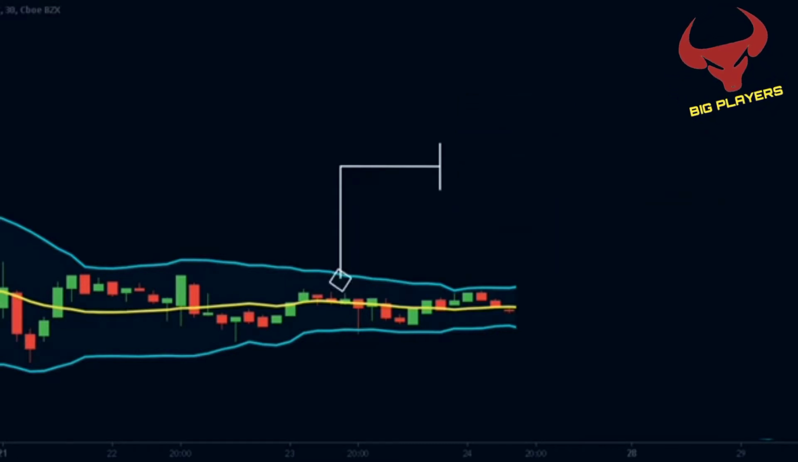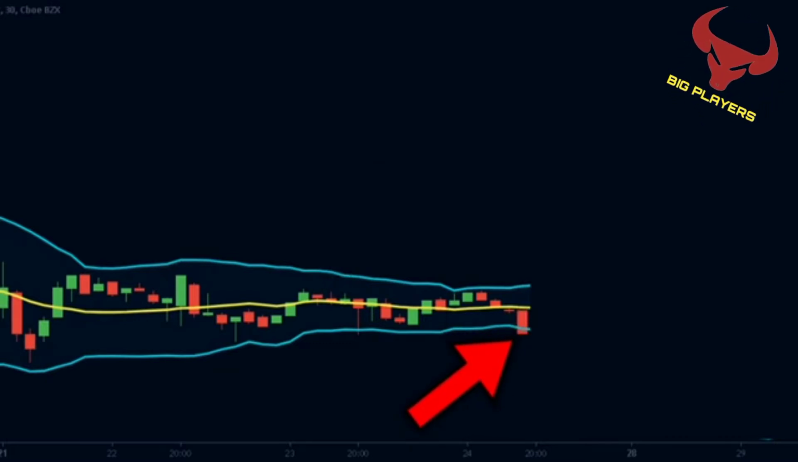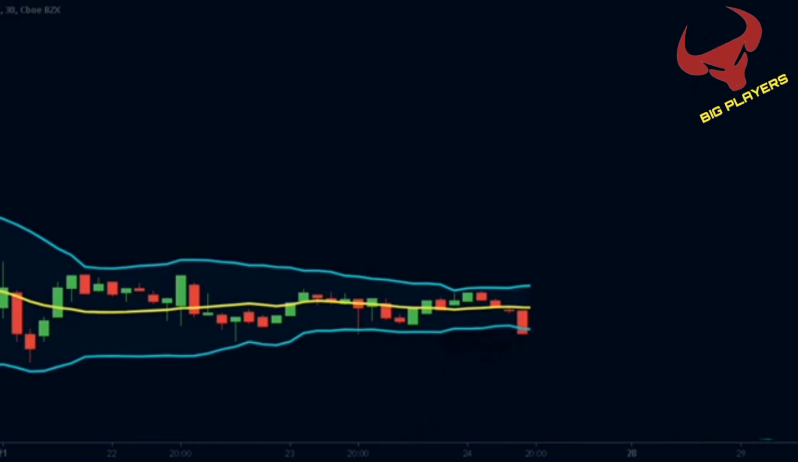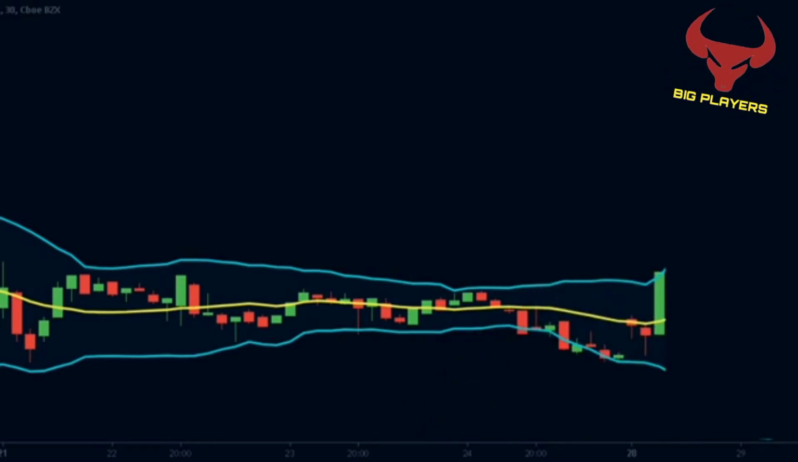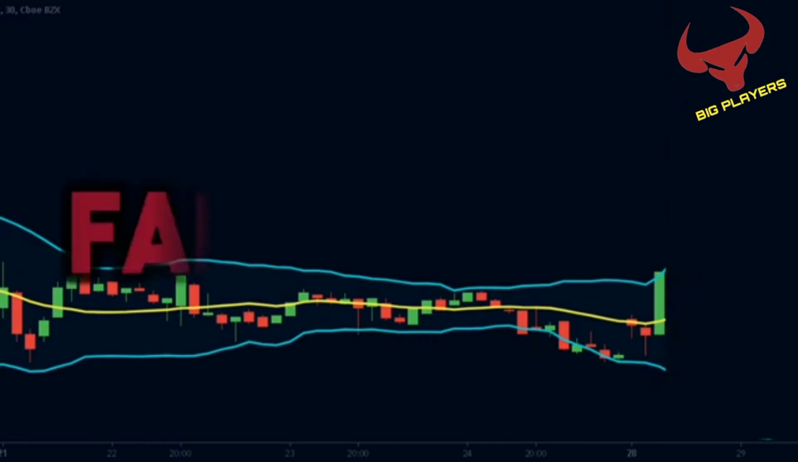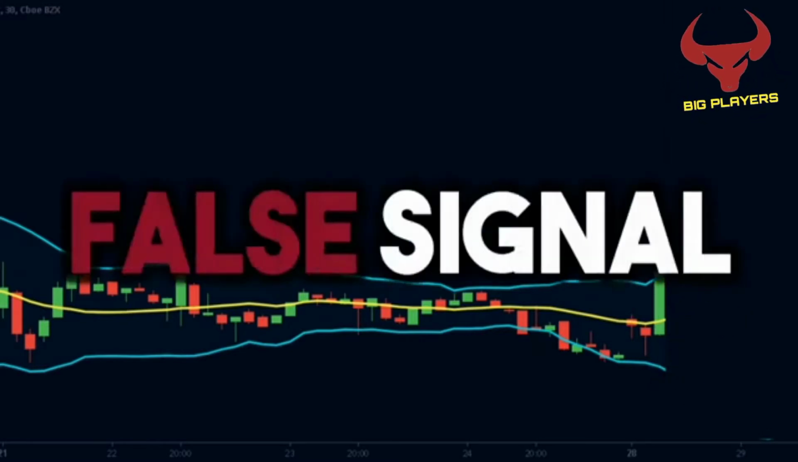Let us now skip a few candles. Here, the price closes below the lower band and hence we sell here. But look at what happened next. The price reversed and made a move on the upside. Hence, this was a false signal. How do we avoid these losses?